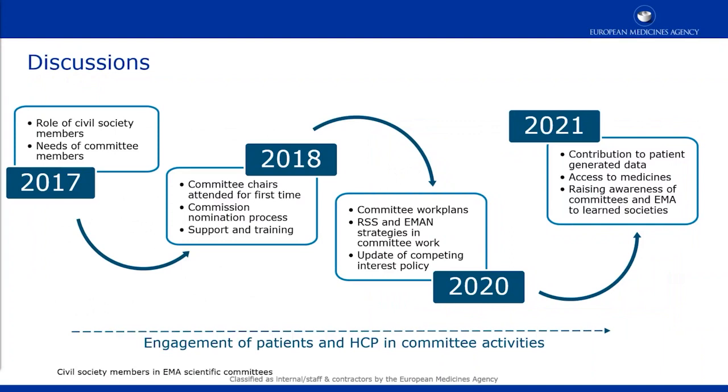So as I've already described, in 2017, we really talked a lot about developing the document, the role of the civil society members in the committees. We talked a lot about the needs of the members, the logistical needs. They couldn't access documents. They were having trouble with computers. And so we really went from this to then moving into, in 2018, the committee chairs attending for the first time. They were asking questions about the Commission nomination process, and we talked more about additional support and training for them for their committee work.